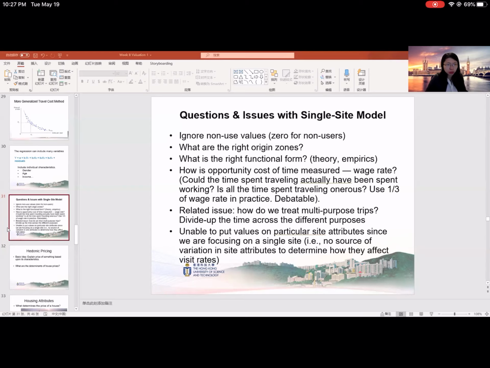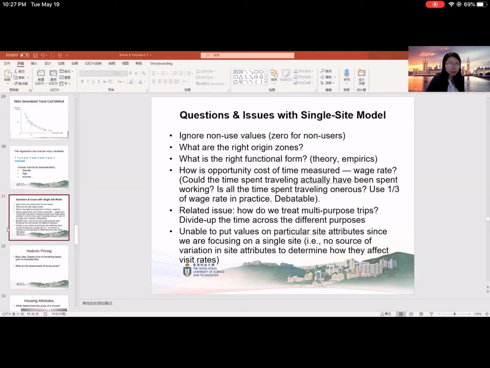A related issue is how do we treat multi-purpose trips? That's another issue, right? If you go from your home to the beach and then you spend some hours in the seafood restaurants, then go back home, it's hard to load the travel cost across different purposes, right? You can say we just divide this. Maybe 80% of the motivation of the trip is the beach and 20% is for the restaurants. But unless these people tell you about this, it's impossible for you to know, judging from their behavior.